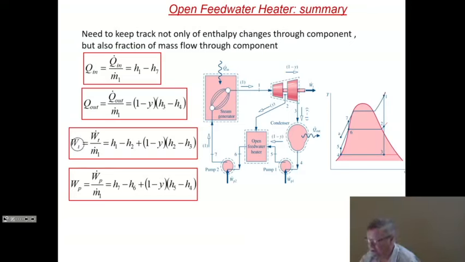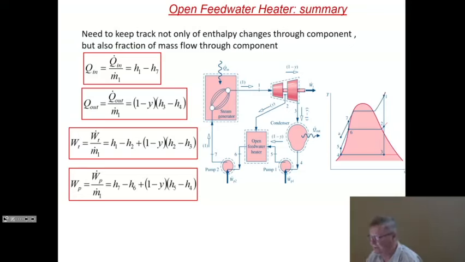The work in the turbine, well, there are 2 stages to the turbine. The first stage gets the whole mass flow rate. So it's H1 minus H2. That's this term. And the second stage gets only a fraction of the mass flow rate, the fraction 1 minus Y. Here, that's H2 minus H3. 1 minus Y, H2 minus H3.